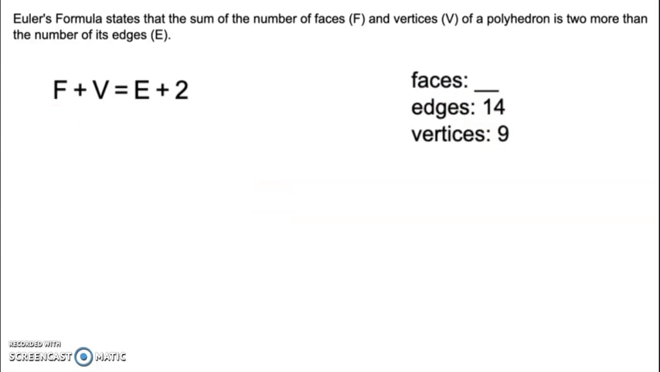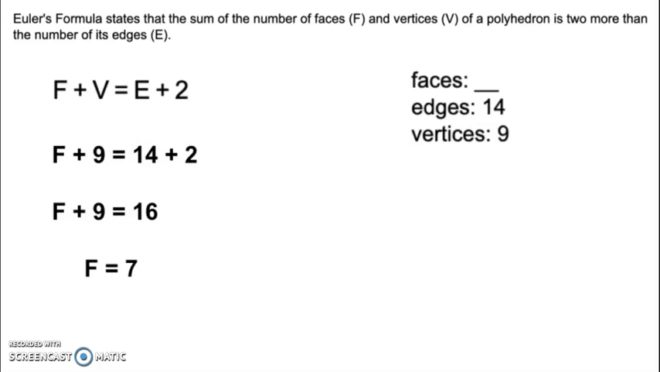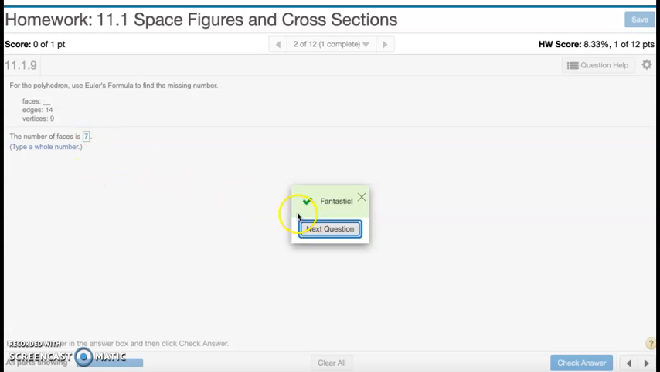So let's substitute in. So 9 vertices, 14 edges. Combine these like terms. We'll get f plus 9 equals 16. Subtract 9 and you get the number of faces is 7. So let's type it in. So 7 is the answer for number 2.